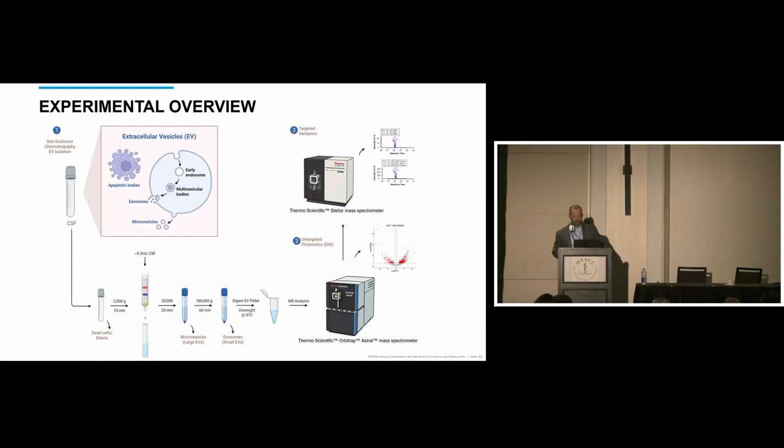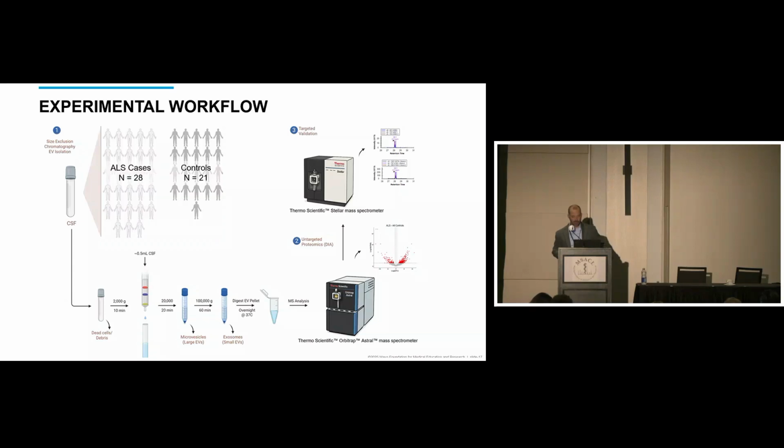So we isolated EVs from CSF from 28 ALS cases and 21 controls with various neurologic diseases. The workflow looks a little bit like this. We take the CSF, which is 0.5 mL. We pellet debris at about 2,000 g for 10 minutes. Then we isolate the EVs using SEC, and then we pellet the large EVs at 20,000 times g and the small EVs at 100,000 times g. In this experiment, we're specifically focusing on the small EVs.